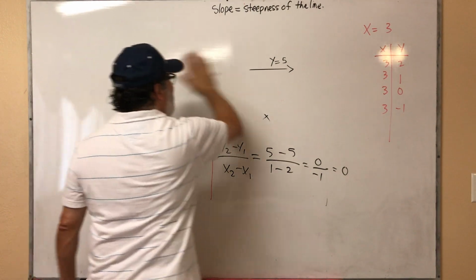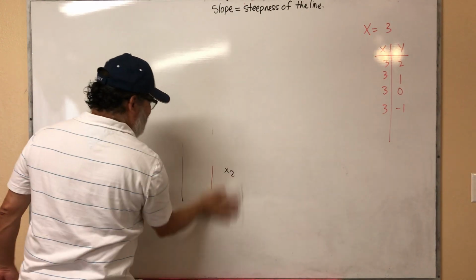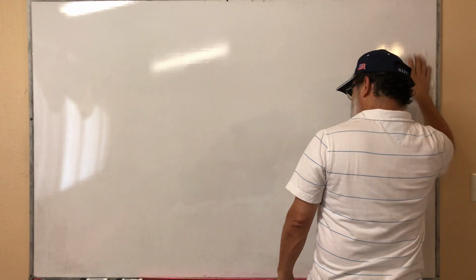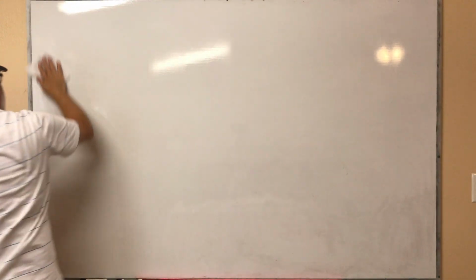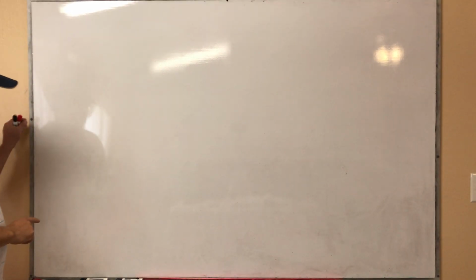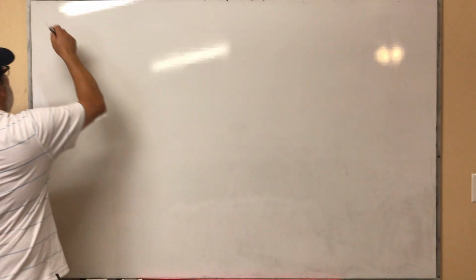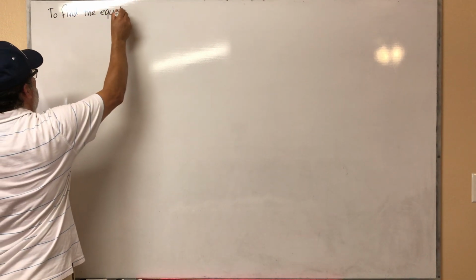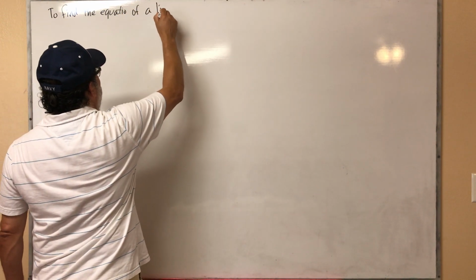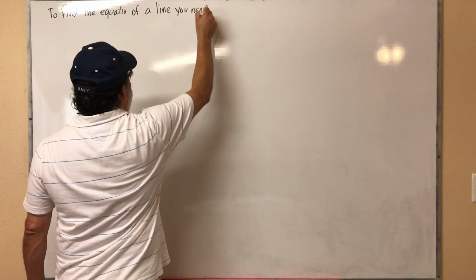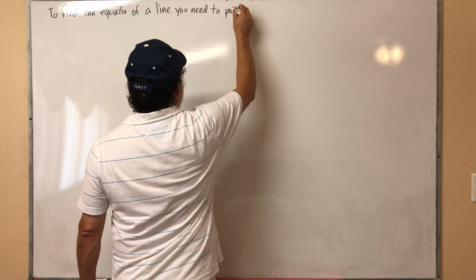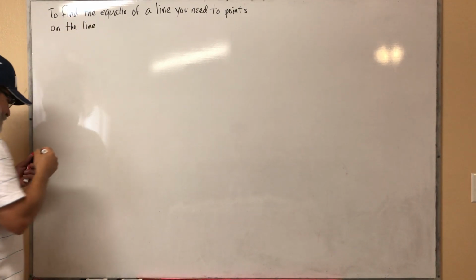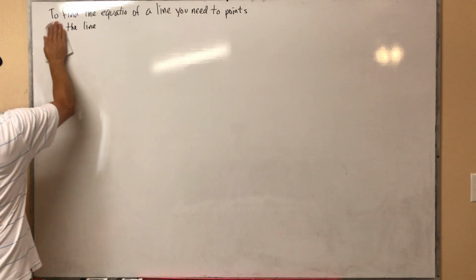Now, let's find the equation of a line. To find the equation of a line, you need 2 points on the line.